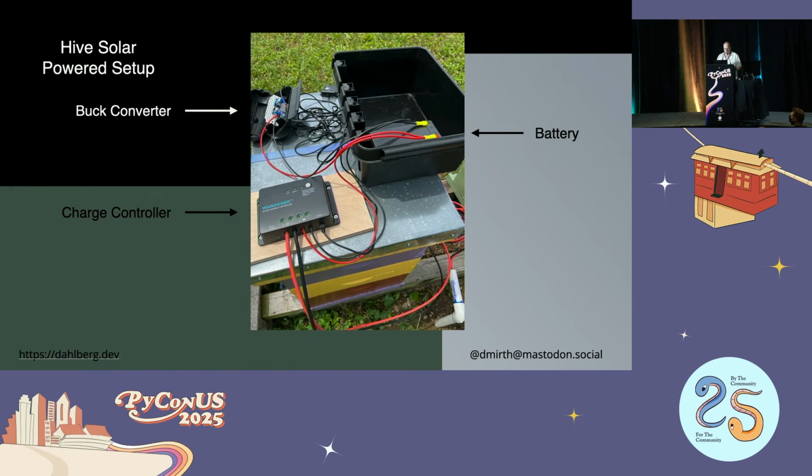This is a picture of those pieces of the solar setup sitting outside of the weatherproof box on the top of my observation hive. We're looking at the back of the hive, and the Raspberry Pi is attached to the front of the hive. Note the lack of a fuse on the positive line going from the battery in the watertight container to the buck converter. That mistake cost me about 2 weeks worth of work and about $100.